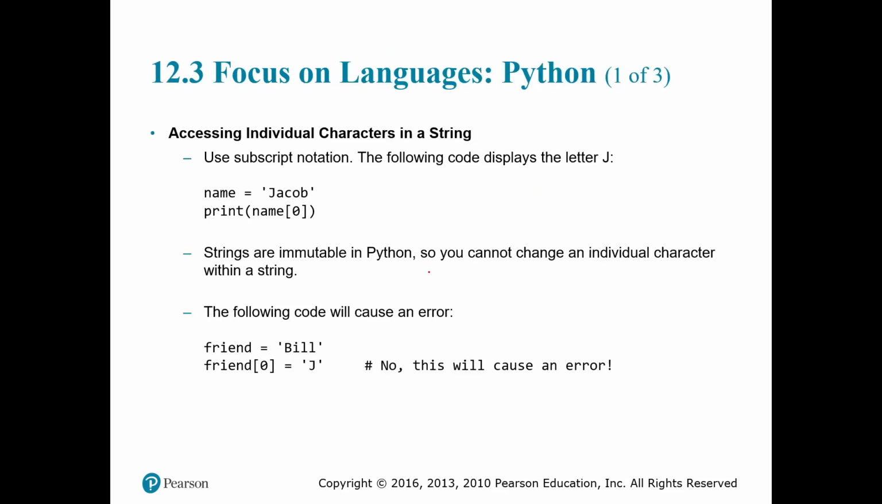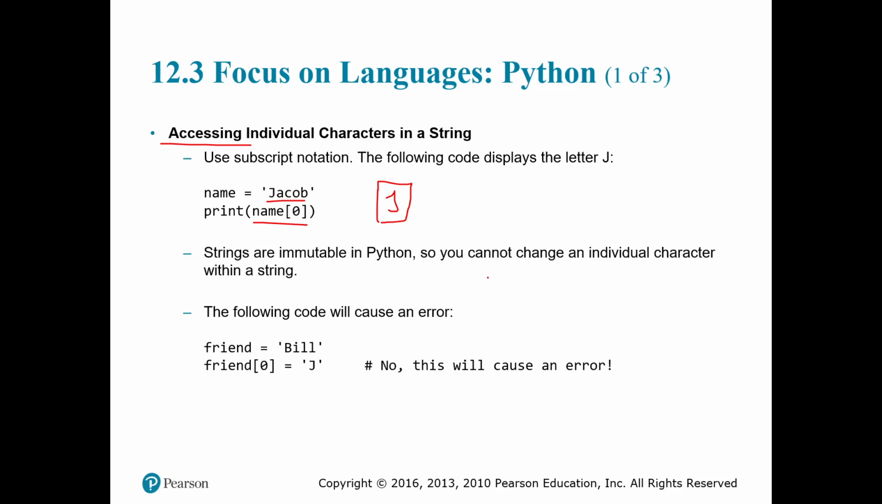Now let's focus on Python. In Python, you can access individual characters in a string the same way that I showed you, the same way as we would access an element in an array. So we have name equals Jacob, print name, square brackets, the number of the subscript of the character that we want to display. So it will display J, just this.